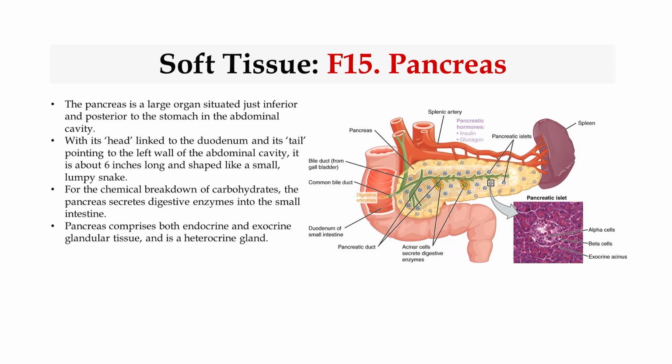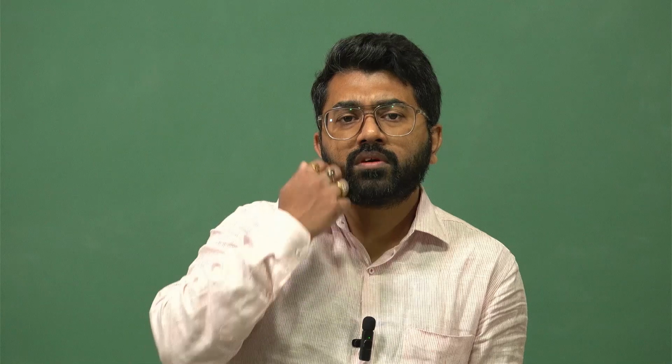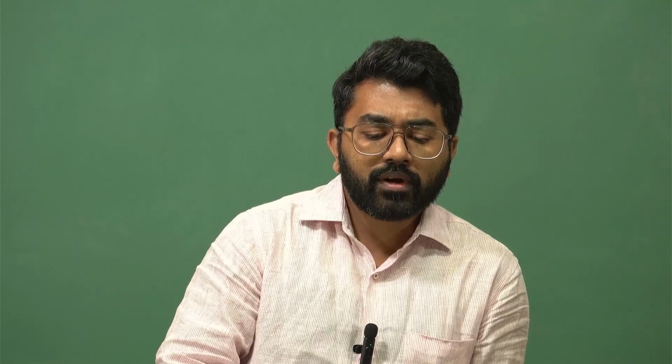For the chemical breakdown of carbohydrates, the pancreas secretes digestive enzymes into the small intestine, right? And then finally it causes the breakdown of the carbohydrates, the carbs, right? The pancreas comprises both endocrine and exocrine glandular tissues and is known as a heterocrine gland. Many of these terms are widely known in biology lessons, so I'm going to skip that. We're going to focus on the soft tissue aspect, right?